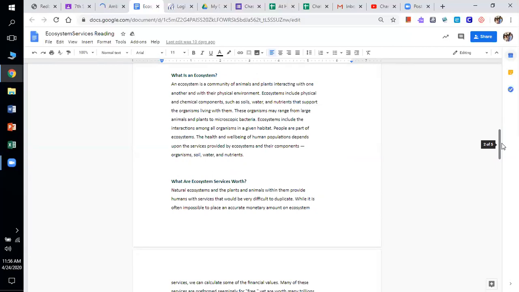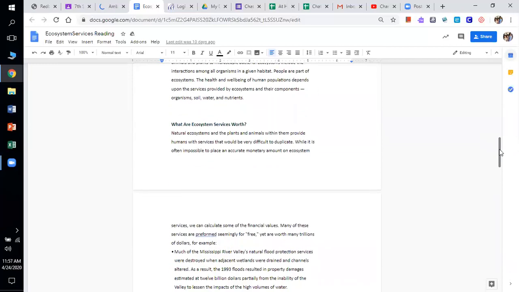So just think about biomes. We talk about biomes, something that we really didn't get to a lot before we left, but you learn biomes in 6th grade and elementary, I'm sure. You have the ocean as a biome, you have the rainforest, you have the temperate forest. These are all areas where soil, water, nutrients, and all the organisms that live there play a part in how that ecosystem works. So what are ecosystem services worth?